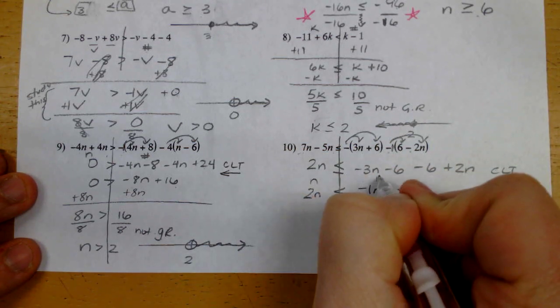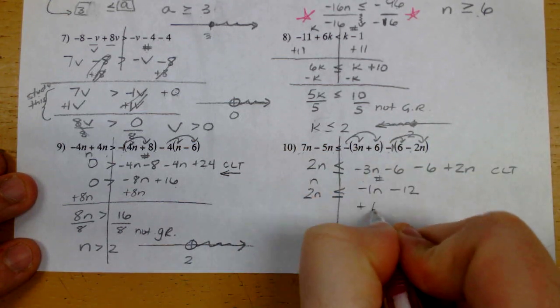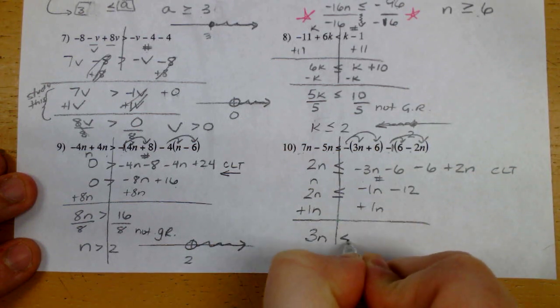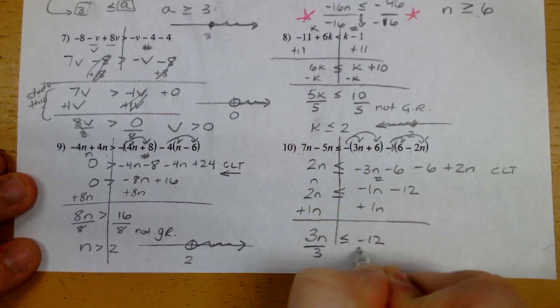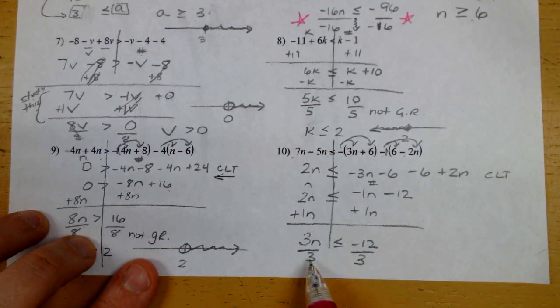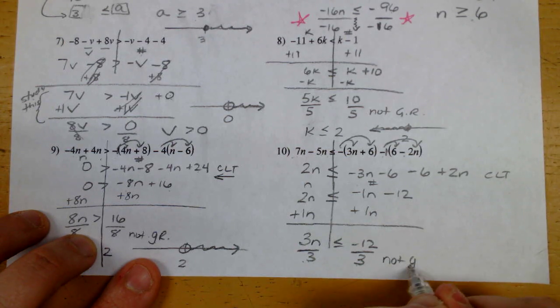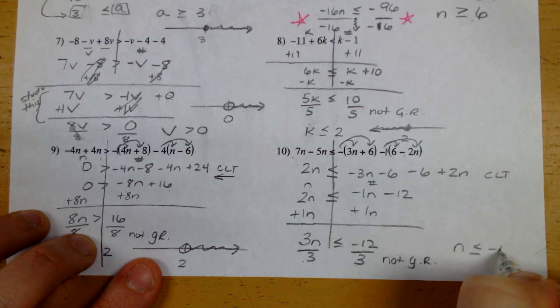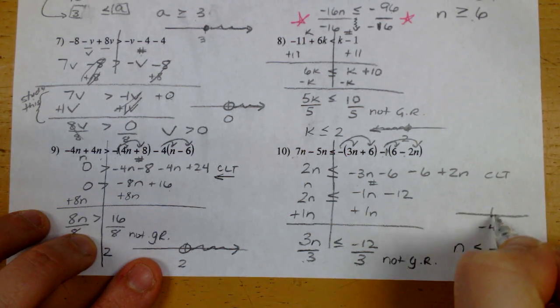We'll make this the n room, this the number room. Add n. Divide by 3. Be careful here. This is dividing by positive 3. This is not the golden rule. So I end up with n is less than or equal to negative 4, which looks like this.